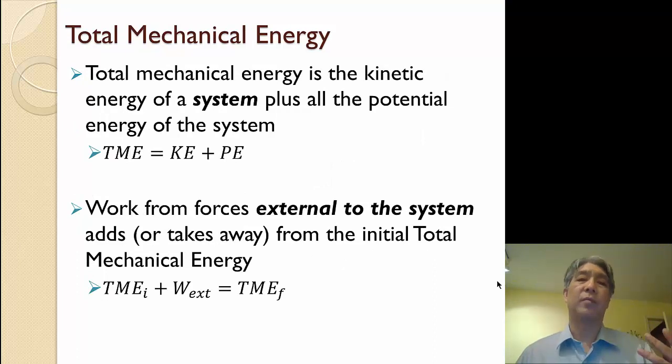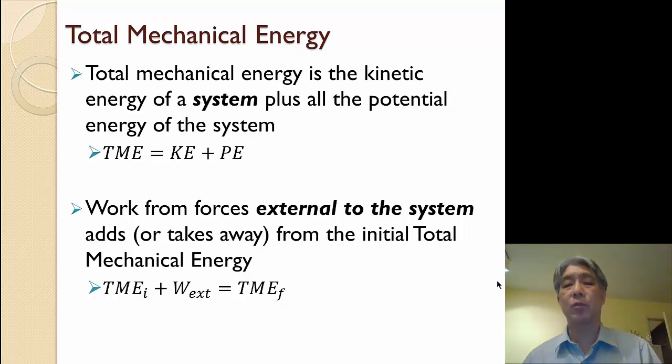So I want to introduce the concept of total mechanical energy. Total mechanical energy is going to be the kinetic energy of a system, a collection of objects, remember, plus all the potential energies of the system. And as long as it's a closed system, which means no external forces, this will stay constant. So my total mechanical energy is going to equal kinetic energy plus all the potential energies, whether it's gravitational or elastic or, when we encounter it, electric. Those are all energies that feed into my total mechanical energy.